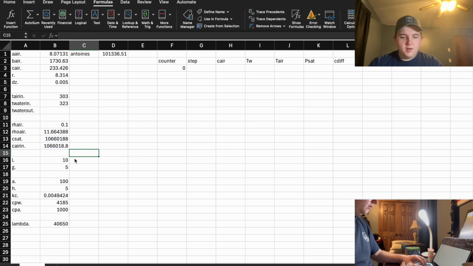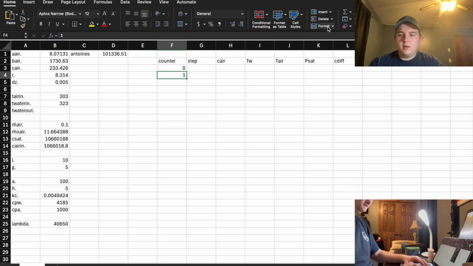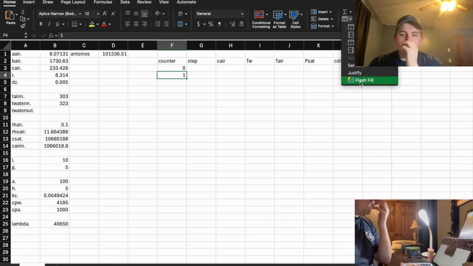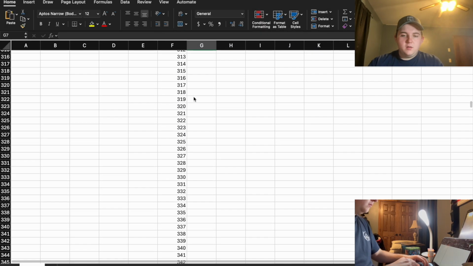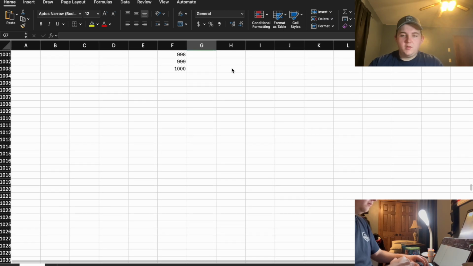Okay, and then finally our last value, which is our T water out. I guess we'll fill that in eventually later. So we're going to have to make our counter like we've been making. So we go here, home, format, I would think. Is it format? No, it's this right here, fill thing. Series from 1 to 1000 columns. Okay, I'm just going to check. Okay, looks good.